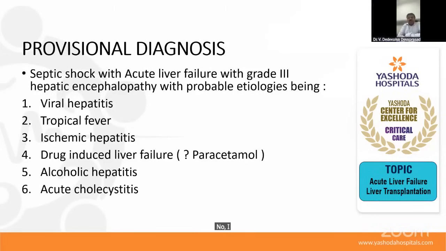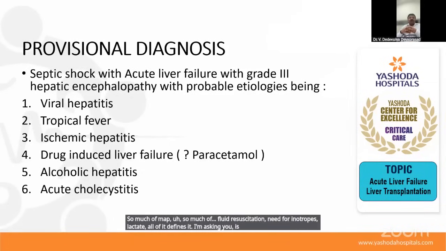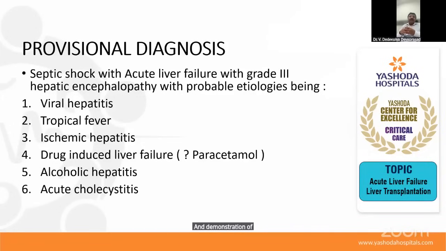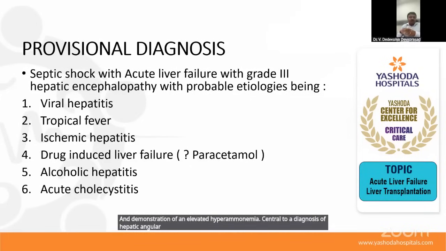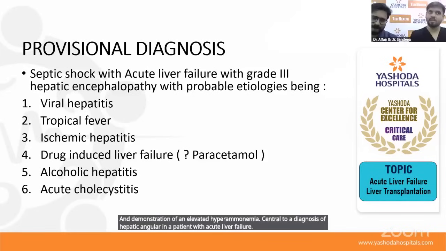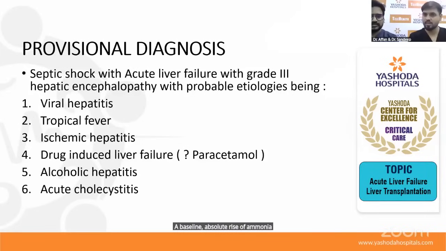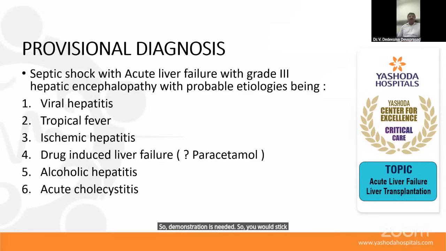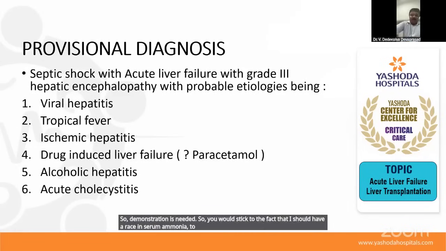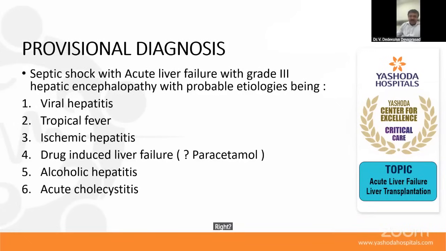No, I'm just asking you the question. Just like how we have septic shock, we said so much of MAP, so much of fluid resuscitation, need for inotropes, lactate, all of it defines it. I'm asking you, is a measurement and demonstration of hyperammonemia central to a diagnosis of hepatic encephalopathy in a patient with acute liver failure? A baseline absolute rise of ammonia is usually needed, sir. So demonstration is needed. So you would stick to the fact that I should have a rise in serum ammonia to call it hepatic encephalopathy, right? Yes. Okay, we'll come to that at the end.